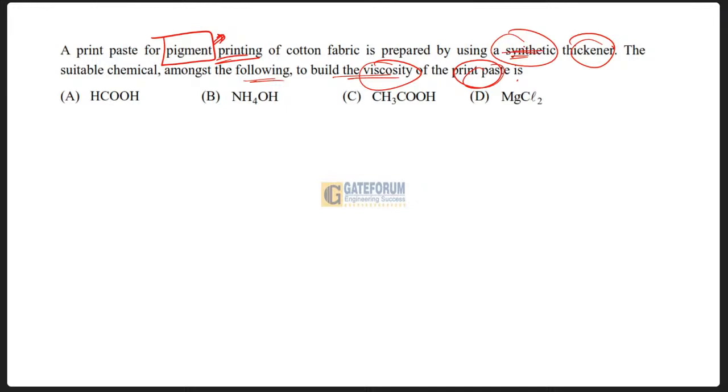Synthetic thickener can be any one. So in pigment printing of cotton, if you have read, ammonium hydroxide is used for this pigment process, and it is also used as a thickening agent. The role of the thickener is that it helps to build the viscosity, because viscosity means how viscous it is.